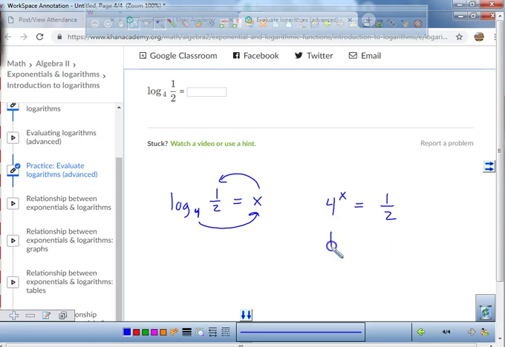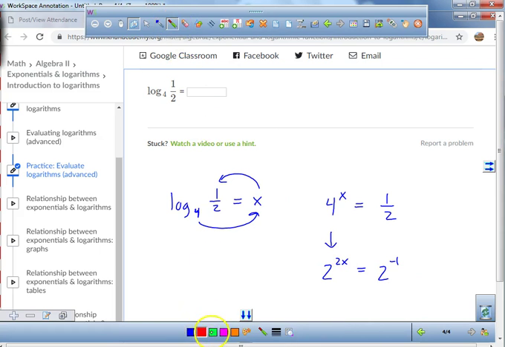That's right, base 2. You're right. I'm going to change the 4 to a 2 squared. I'm going to stick the x right next to it. And I'm going to change the 1/2 to 2 to the power of negative 1, because 2 to the power of negative 1 is 1/2. And if you make your chart, you would know that. So that's the 2. And that's the 2.